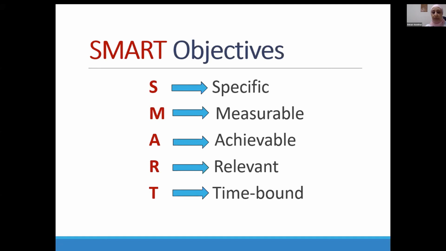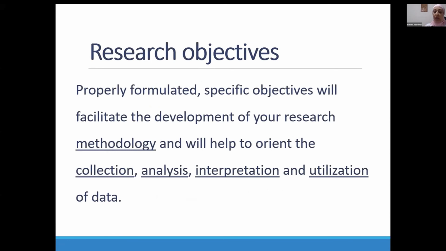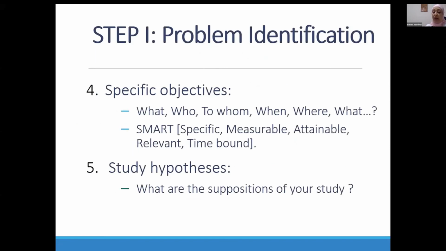Our specific objectives will facilitate the development of your methodology, which I will be talking a lot about today and tomorrow, and will help to orient the collection, analysis, interpretation, and utilization of our data. So specific objectives, for the last time, we want to address who, what, to whom, when, where, and what, and they should be smart in order to be very specific, measurable, attainable, relevant, and time-bound.